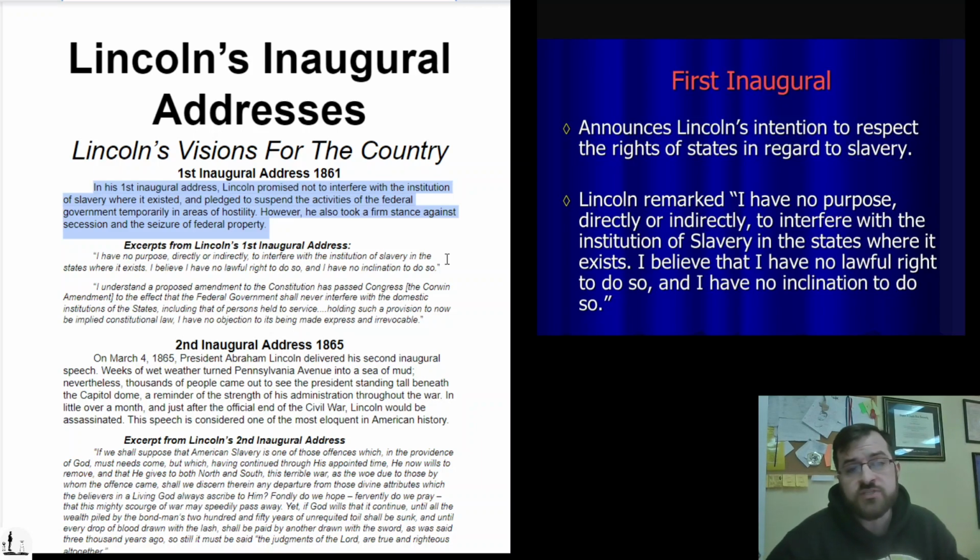Well, let me just read it to you. These are a couple of excerpts from his inaugural address, because his first inaugural address is considerably longer than his second one.